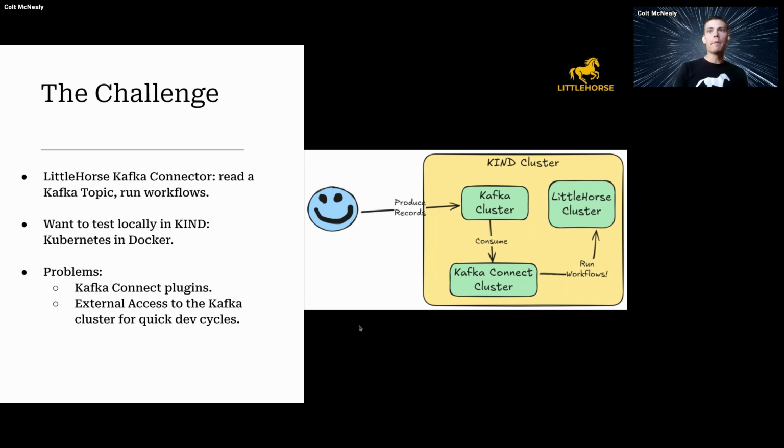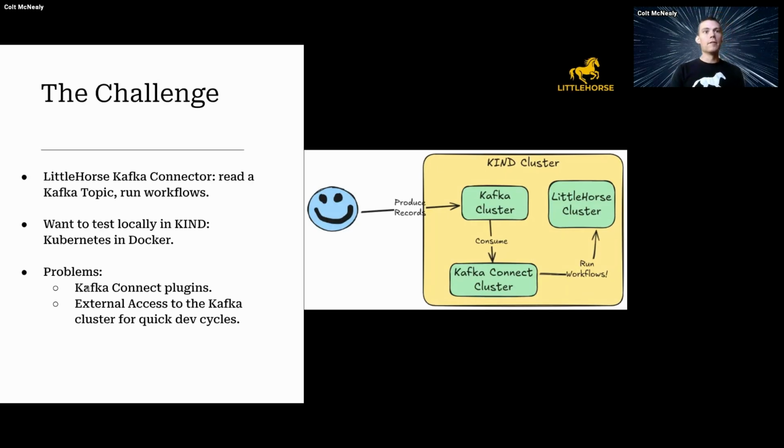So what we want to do today is make it so that I can go to my terminal and produce records to Kafka. And then our Kafka connector can consume those records and run workflows in LittleHorse. And we'll see if it works. We're going to do a live demo. I only have a Kind cluster and a Kafka cluster created. We're going to deploy this and set up Ingress and networking, and then live try to do it. We'll see if it works.